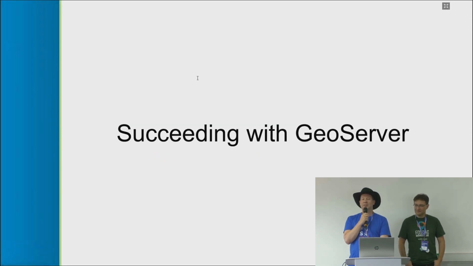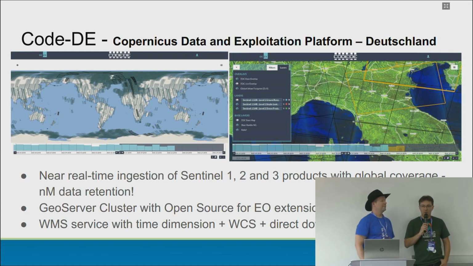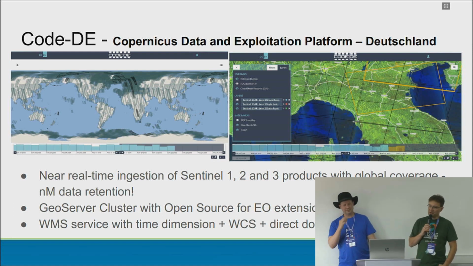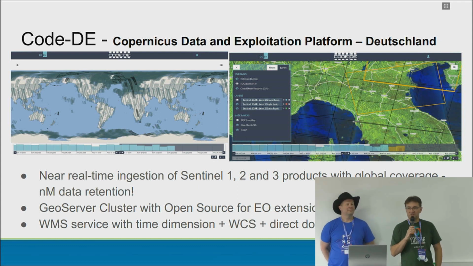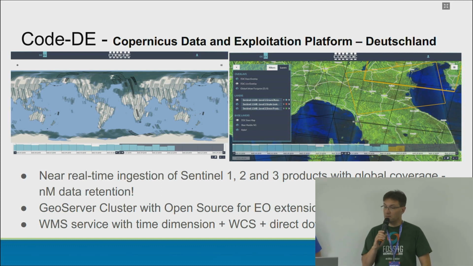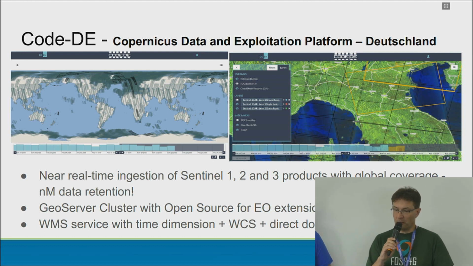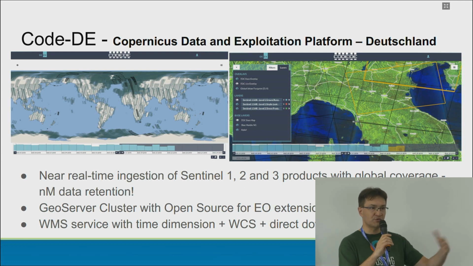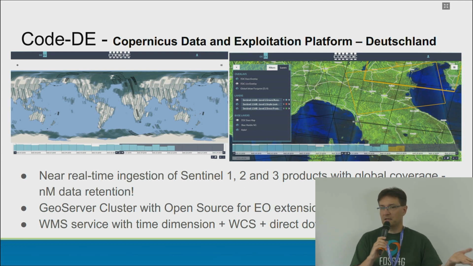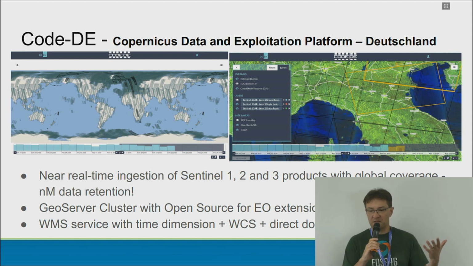So these are examples of different people who have succeeded with GeoServer in strange and bizarre ways. Okay, Code D is a Copernicus data and exploitation platform that you can find online. It provides near real-time ingestion of the various Sentinel satellite data. It's based on a GeoServer cluster, and it uses the OpenSearch for EO extension for searching. Nowadays, actually, it's running also STAC in parallel, so you got the two search engines. They provide the same catalog in two different protocols. And you got a lot of usage of the WMS service with time dimension, WCS, plus direct download of the data.